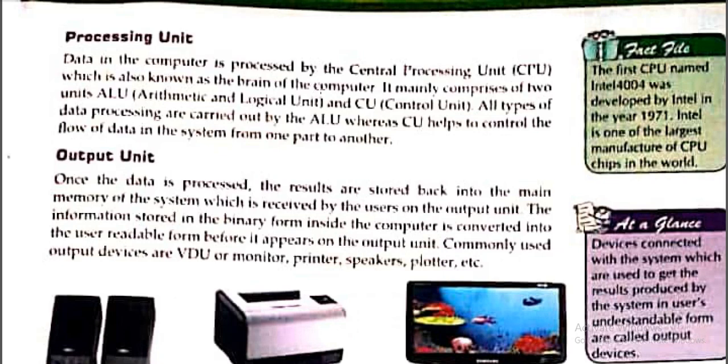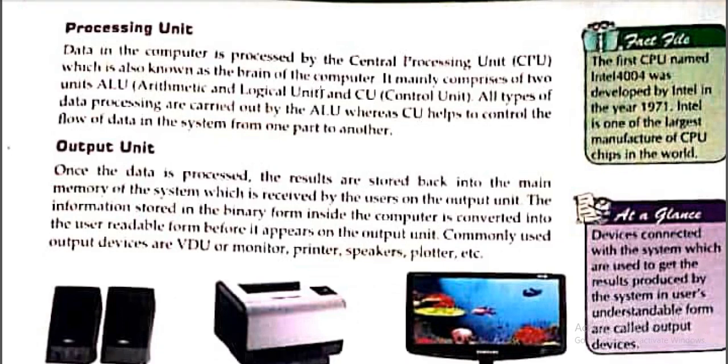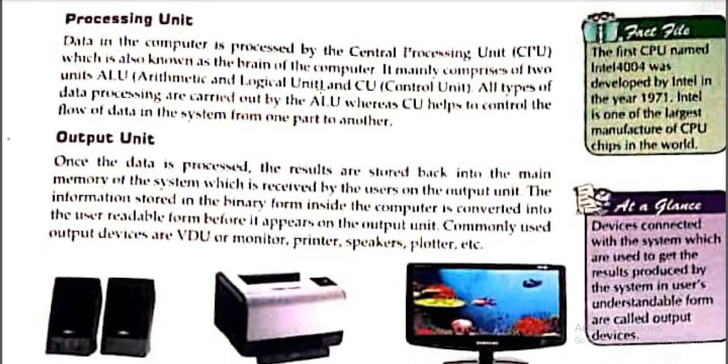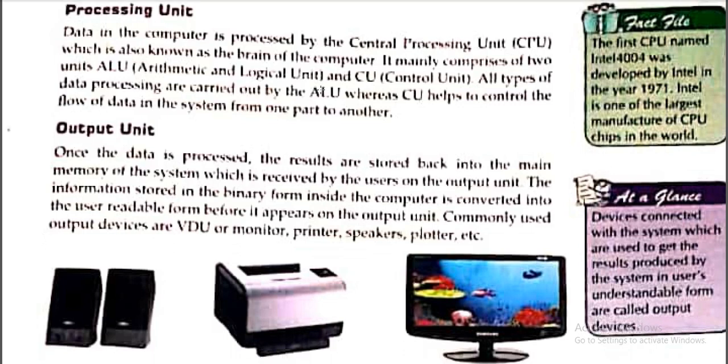So processing, I already explained. The CPU is the data processing unit, where the data in the computer is processed by the central processing unit, which is also known as the brain of the computer, because it takes the instructions and gives the result according to the user's choice. It mainly comprises two units, ALU and CU. All types of data processing are carried out by the ALU, whereas the CU has to control the flow of data in the system from one part to another.